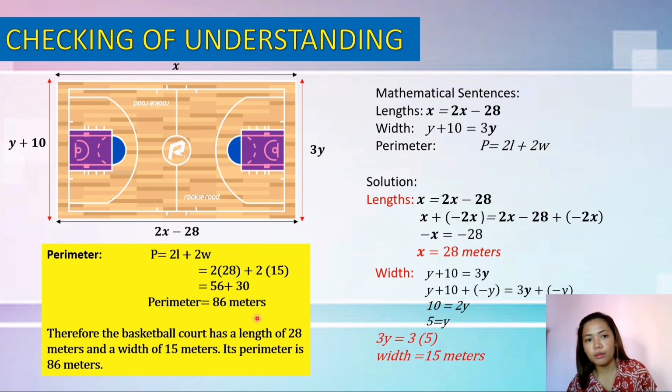In every word problem, we should always have a conclusion that will answer the given problem. Therefore, the basketball court has a length of 28 meters and a width of 15 meters. Its perimeter is 86 meters. Do not forget to write the unit of measurement in your final answer. If you only write 86 without the unit, it can be marked wrong. So we need to be very particular about the unit of measurement, because if you wrote centimeters when it should be meters, it is wrong.